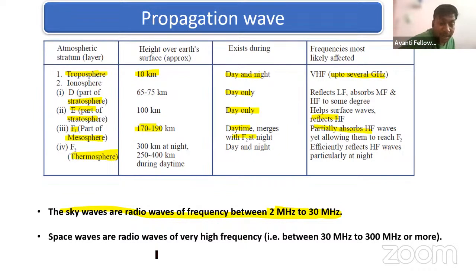Space waves are radio waves of very high frequency, between 30 megahertz and 300 megahertz, and it can be more. If you have this frequency range, then you can directly say space waves, or radio waves with very high frequency. So you can take a screenshot of this also. Take a screenshot of this, then we will proceed.